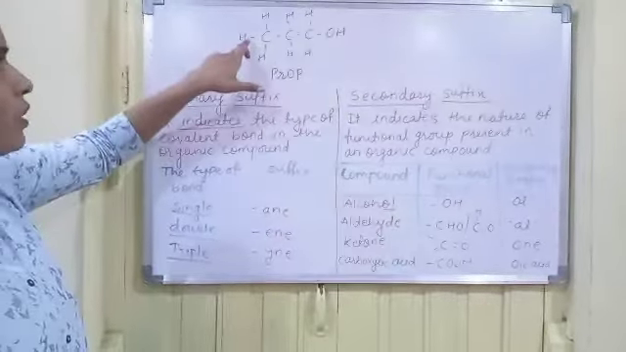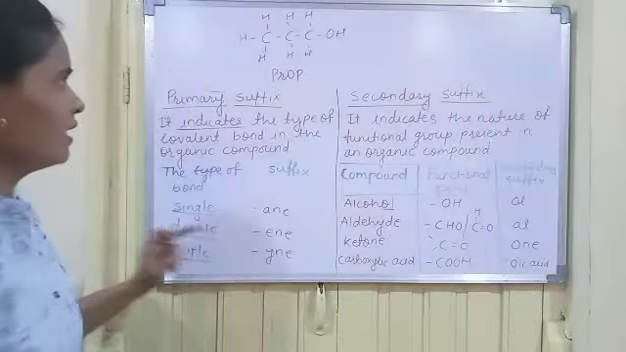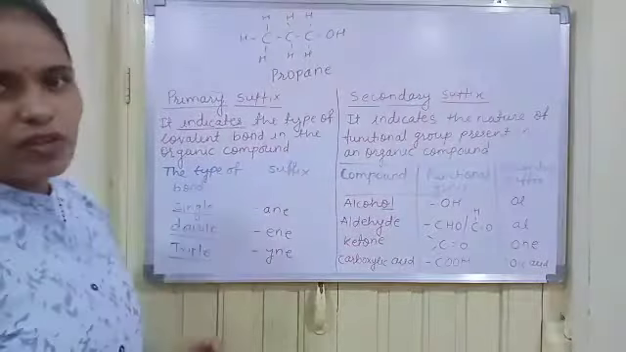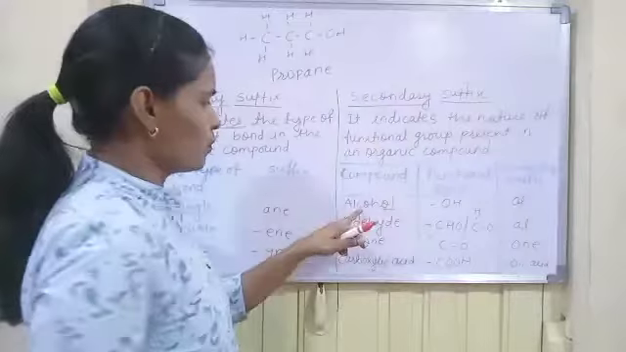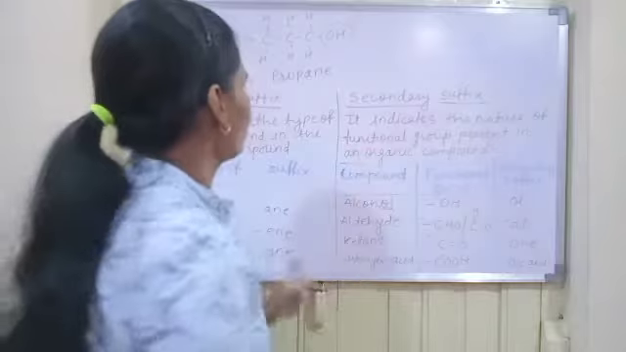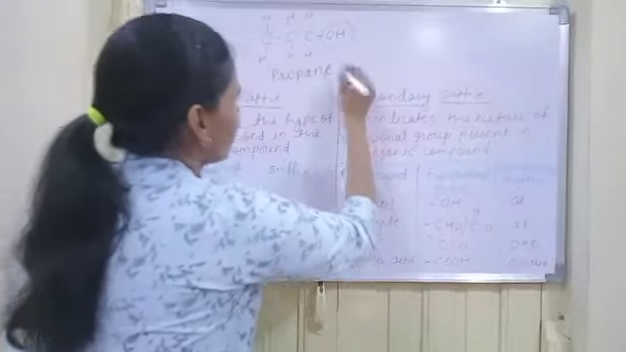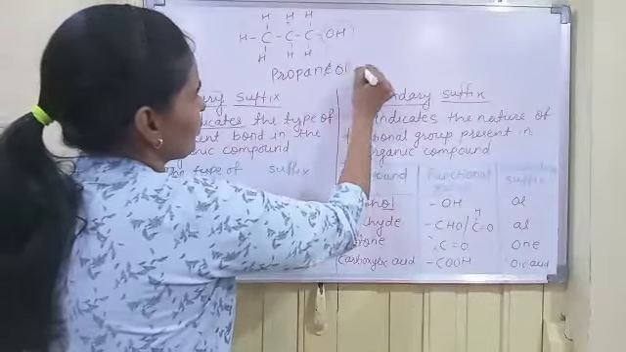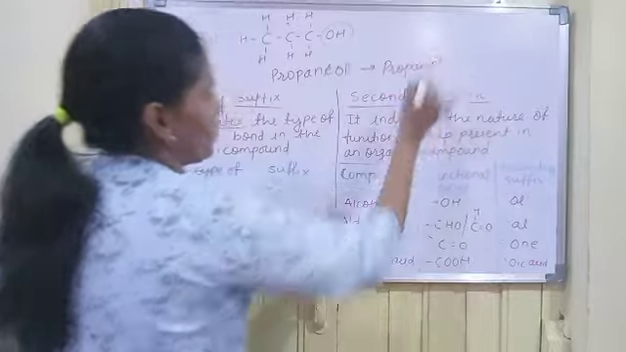Then look at the type of bonding. All bonded by single bond. So its primary suffix will be ane. So it will be propane. Now, which type of functional group is there? That is OH. Means alcohol functional group is there. Okay. So what will be its secondary suffix? OL. So here we will remove this E from the primary suffix and we'll put OL. Okay. So the name of this organic compound will be propanol.